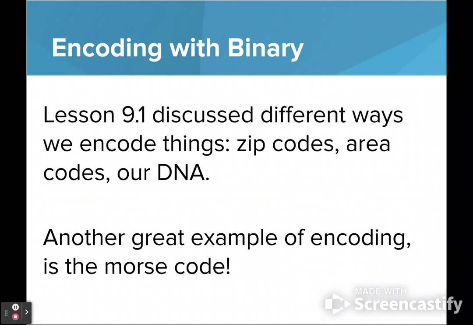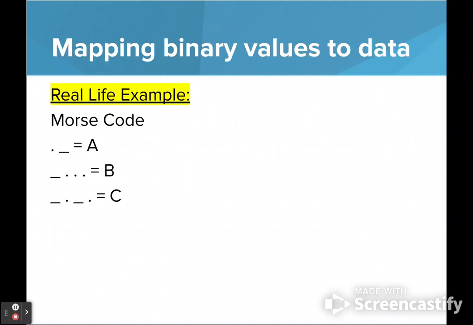All right, so lesson 9.1, we discussed different ways we encode things. Zip codes, area codes, our DNA. Another great example of encoding is the Morse code. So the Morse code here, every letter, this does continue past C, I'm only showing you the first 3, but every letter in the Morse code is represented as a series of quick little dots or long drawn out dashes.